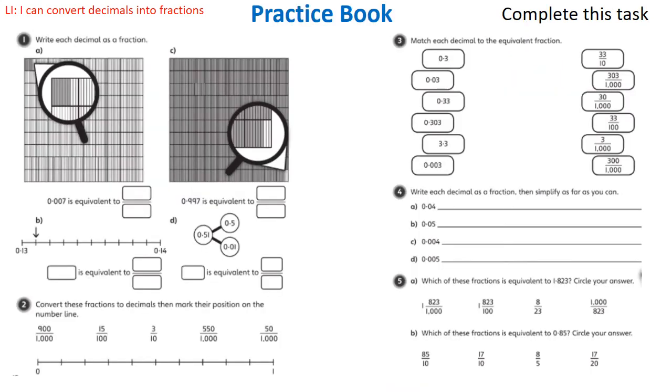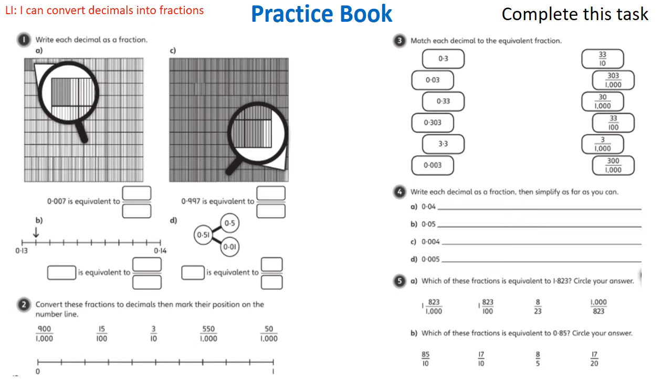Okay, so we're now in the practice book. Number 1, write each decimal as a fraction. So in the magnifying glass, it can show you that there are 7 parts that are coloured in. But underneath it tells you that anyway, because that's quite tricky to see. And it's asking you what 0.007 is equivalent to as a fraction.